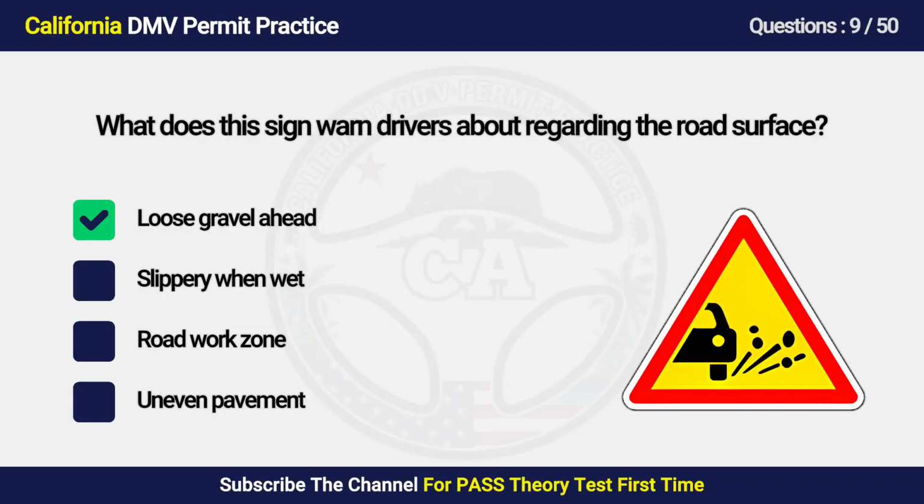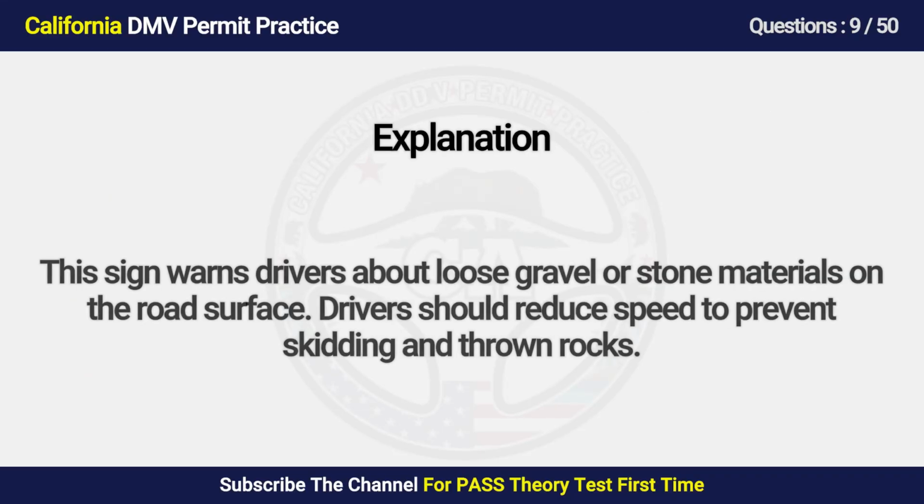Answer is A, loose gravel ahead. This sign warns drivers about loose gravel or stone materials on the road surface. Drivers should reduce speed to prevent skidding and thrown rocks.